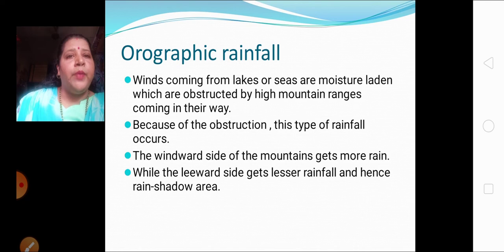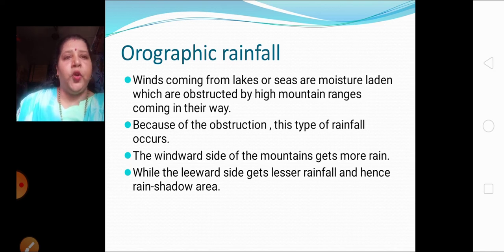But if you see, by the time the clouds reach the next side of the mountain, that is the opposite side of the mountain, till that time the clouds are already empty. There is no moisture left in it. So that region will get very less rainfall. So such region is called as the leeward side. And this leeward side we call it as a rain shadow region. So understood what is a rain shadow region? Yes, where there is lesser rainfall. So this is called as orographic rainfall.